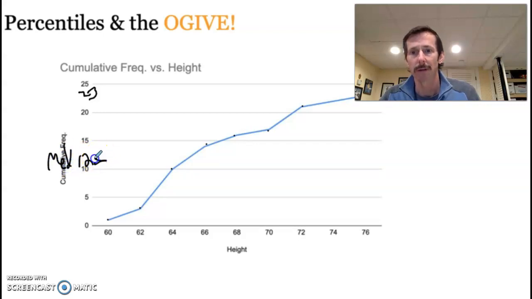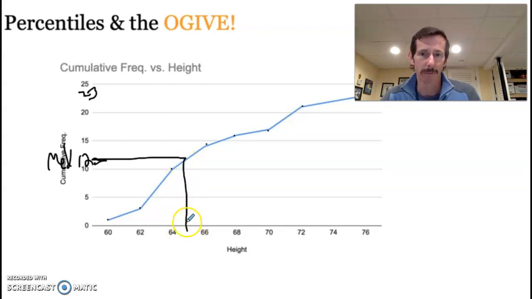So what I do is I know it's at about the 12th person. I come straight over as straight as I can, and then I go straight down, and I now know that my median height has to be, I didn't do a perfect job coming down here, it looks like it's pretty close to between 64 and 66. It's probably not quite 65, but that gives me an idea of what my median would be.